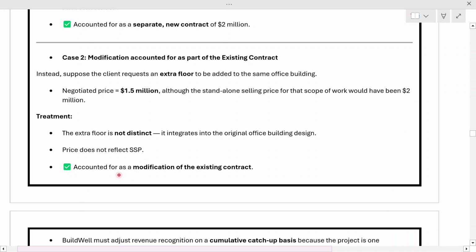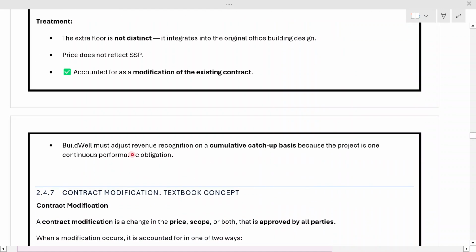So what will we say? We will say this is a modification of the existing contract, and we will treat it along with the original contract. And what will they do? The builder will adjust the revenue recognition on a cumulative catch-up basis. That is a different concept, because the project is one continuous performance obligation.